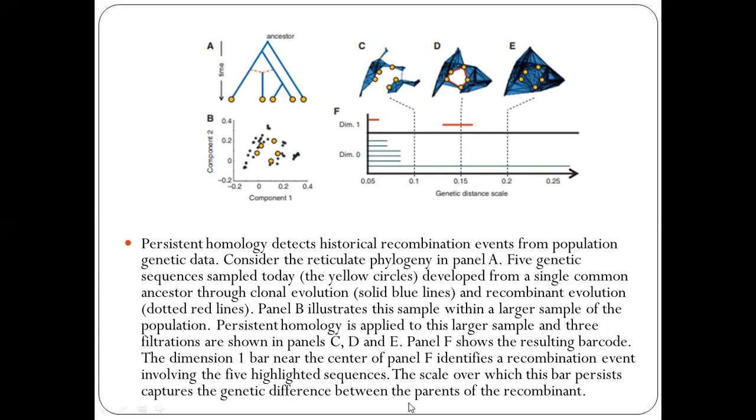In figure B, we see the same sample within a larger sample of the population. Persistent homology is applied to the larger sample in three filtrations shown in figures C, D, and E. In figure F, we see the resulting barcode. The dimension 1 bar near the center of figure F identifies a recombination event involving the five highlighted sequences in yellow.